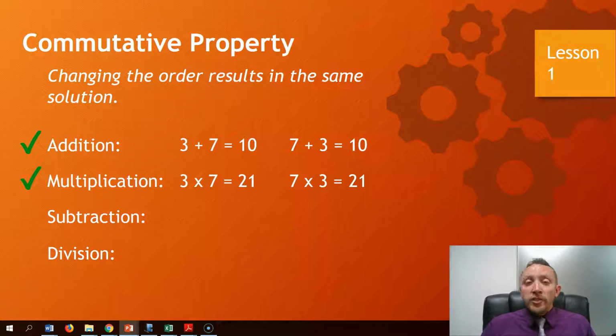What about subtraction? If I have 3 minus 7, that's kind of a different one because you're subtracting 7, a bigger number, from 3. So that's going to result in a negative number. We get negative 4.